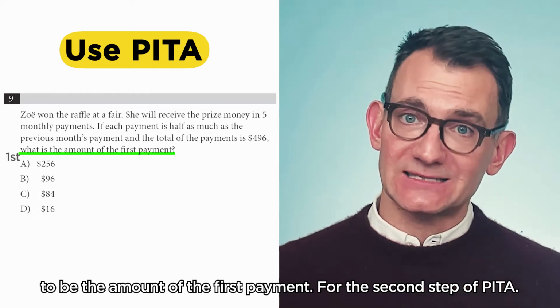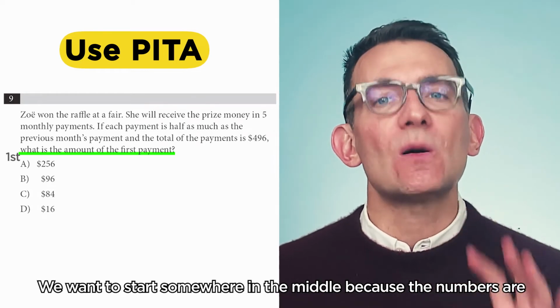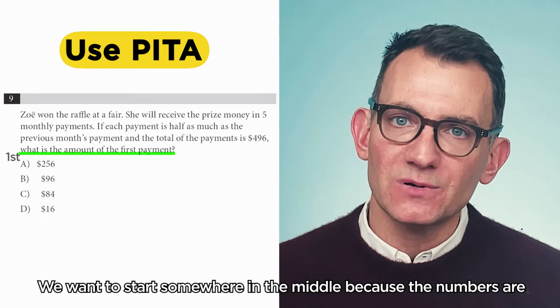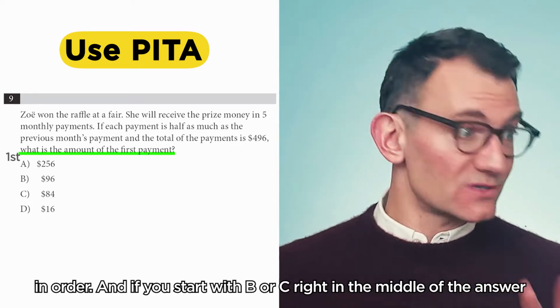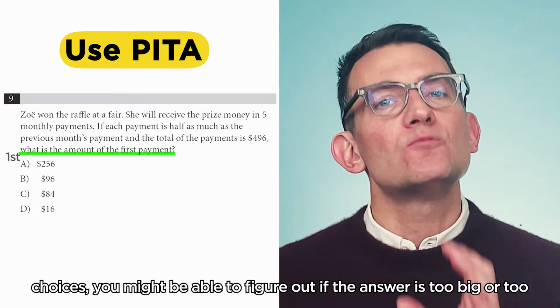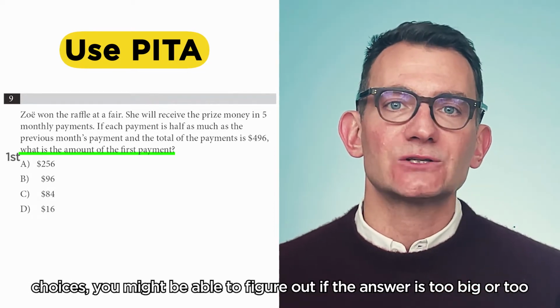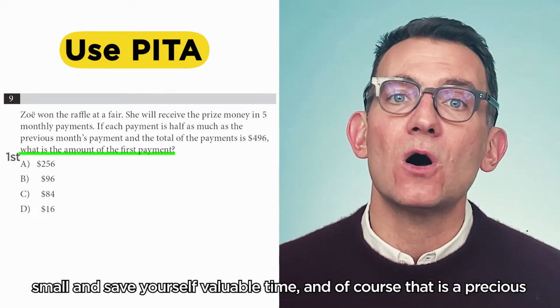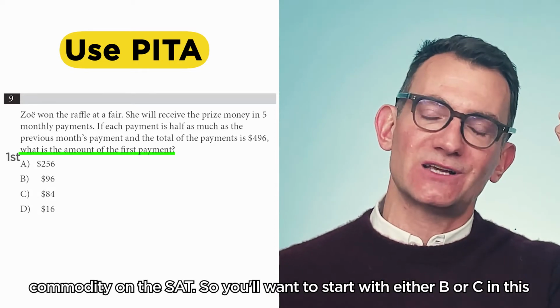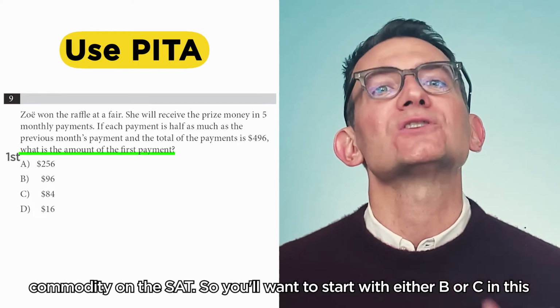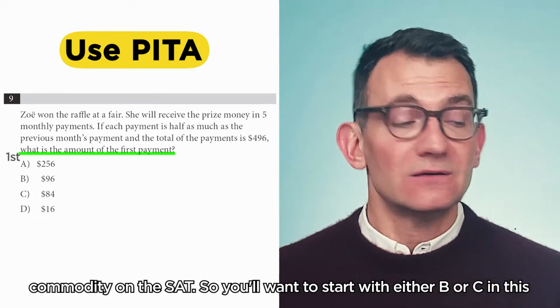For the second step of PITA, we want to start somewhere in the middle because the numbers are in order. If you start with B or C right in the middle of the answer choices, you might be able to figure out if the answer is too big or too small and save yourself valuable time. And of course, that is a precious commodity on the SAT. So you'll want to start with either B or C in this particular case.